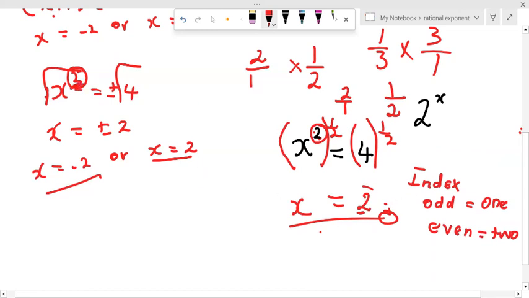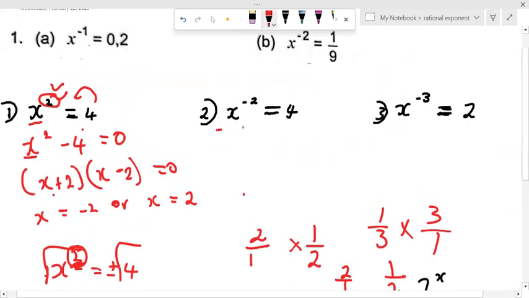If you see that your index is odd, you're going to have x is equal to 2, and you stop there. If it is an even number, you can't have 2 only as your answer. You're going to have plus and minus 2 as your answer. So based on what we just said, let's try this one here.